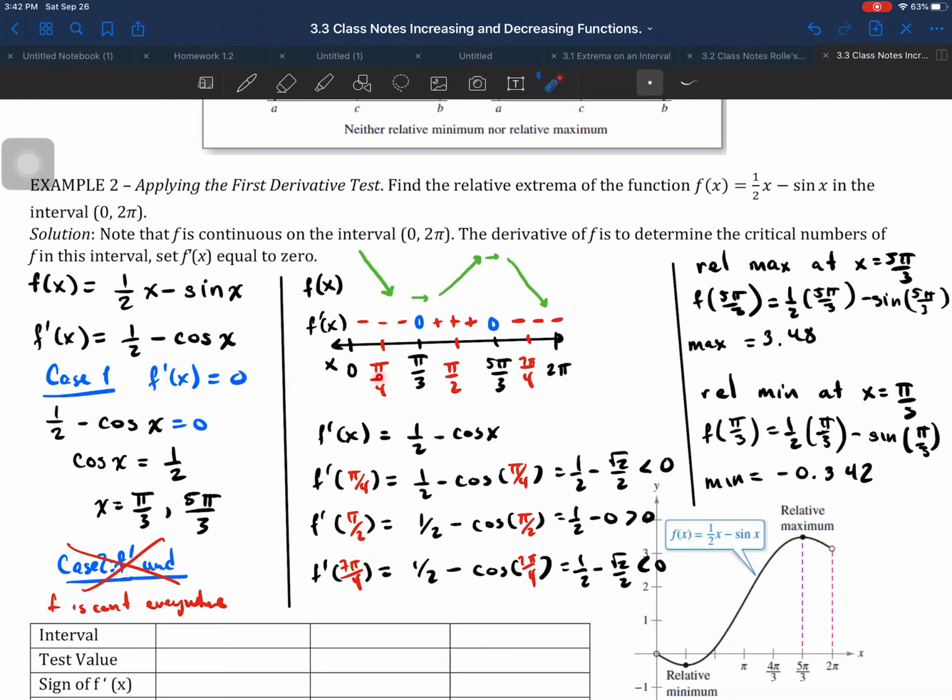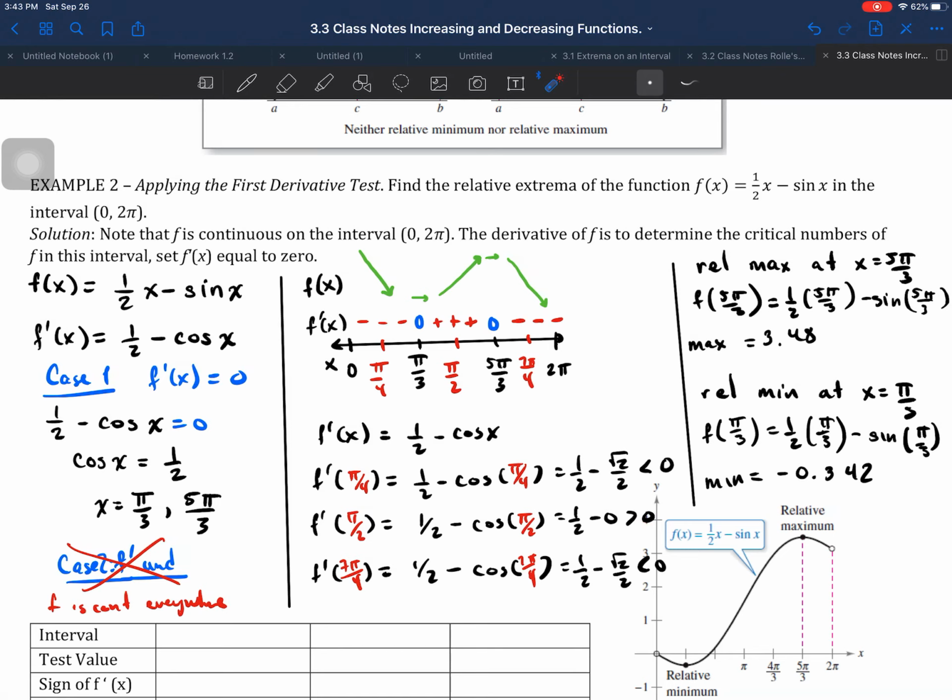All right. So test pi over 4. Plug in pi over 4 here. 1 minus cosine of pi over 4. Cosine of pi over 4 is the square root of 2 over 2. So 1 minus the square root of 2 over 2. This is a negative number, so that's less than 0. Try now pi over 2. 1 minus cosine pi over 2. Cosine pi over 2 is 0. So 1 minus 0 is 1. 1 is greater than 0. So there you go.